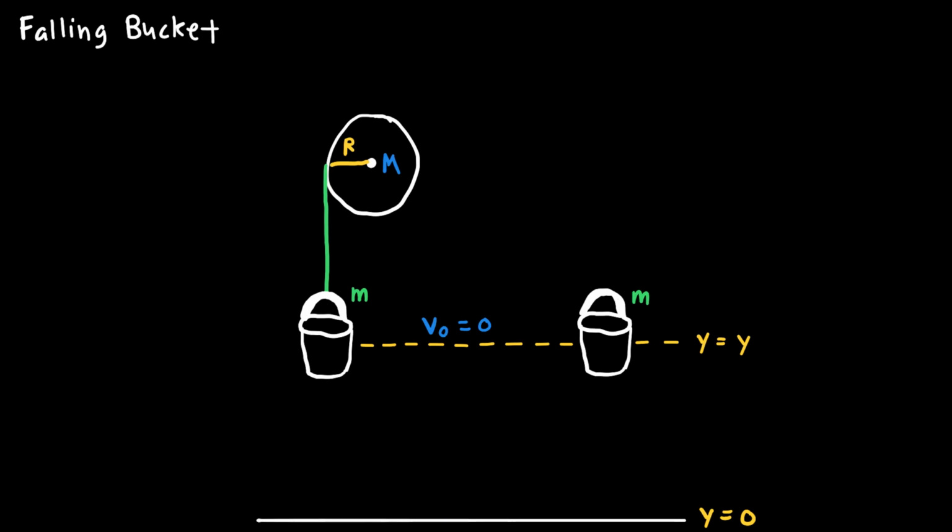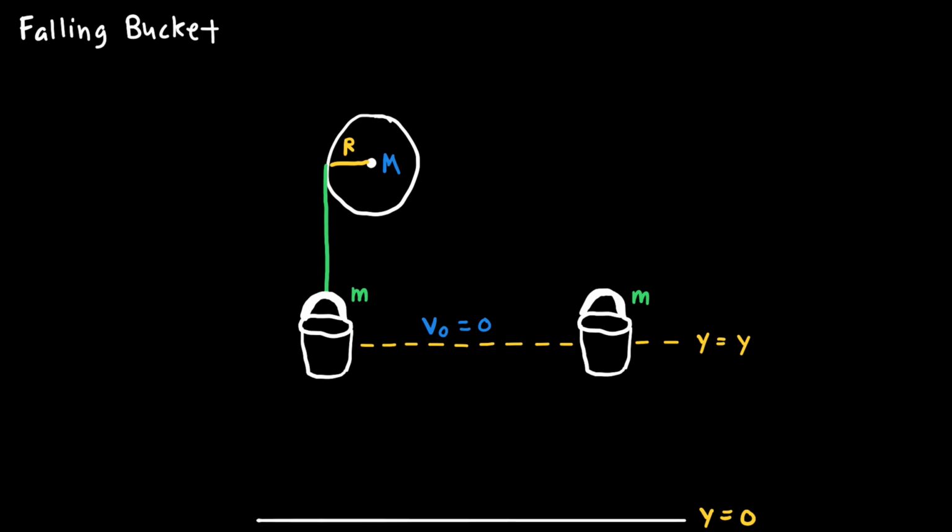And I'd like to study the motion of the objects by figuring out how much time it takes to go from a height y to the ground. And so, of course, the bucket on the right is only affected by gravity, but the bucket on the left will be affected not only by gravity, but by this upwards tension and by the rotation of the pulley.